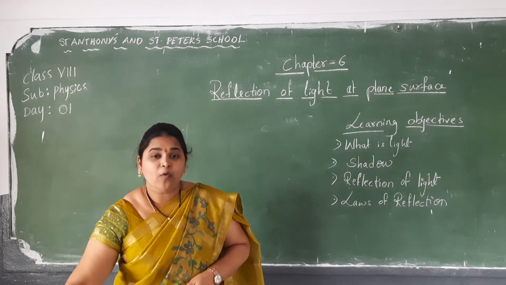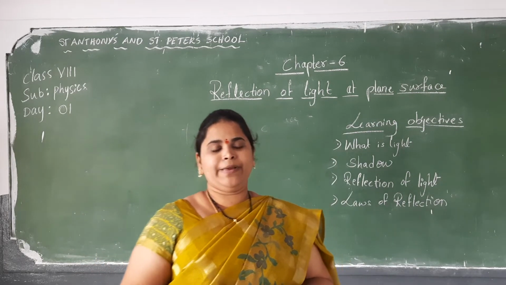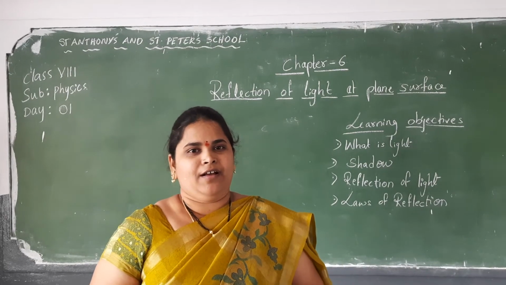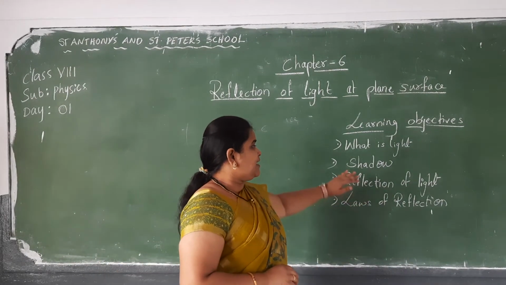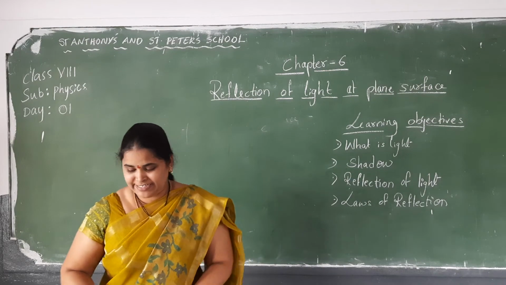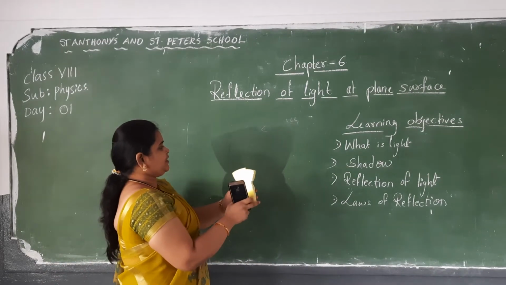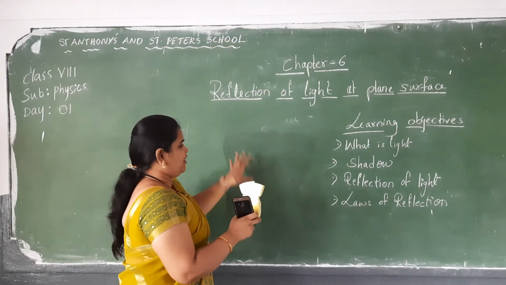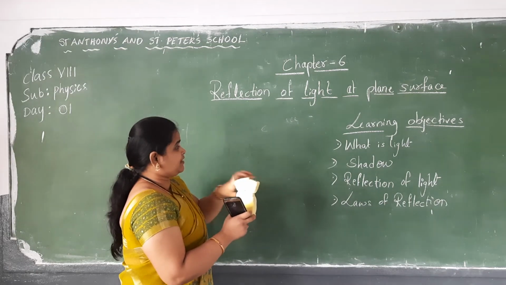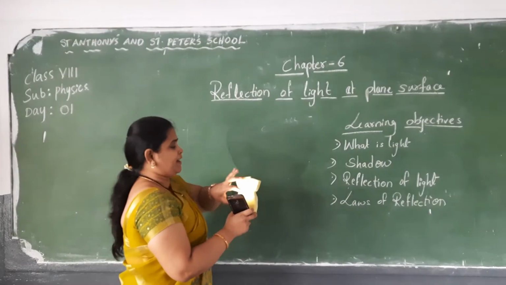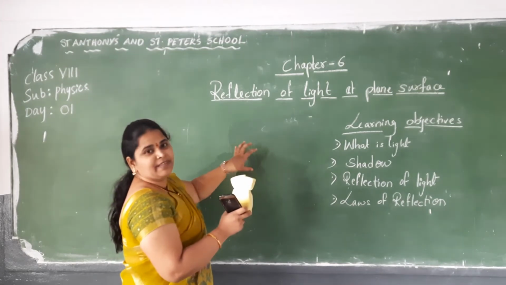Okay. Now, what is the shadow? You will be getting some doubts. What is the shadow? Shadow is nothing but this region in which light is absent. Means the region through which light cannot pass. This region. That is nothing but shadow.